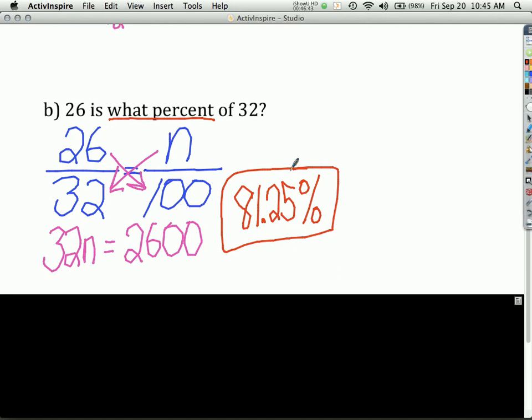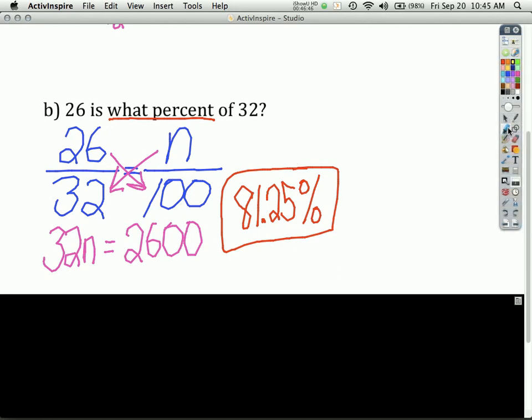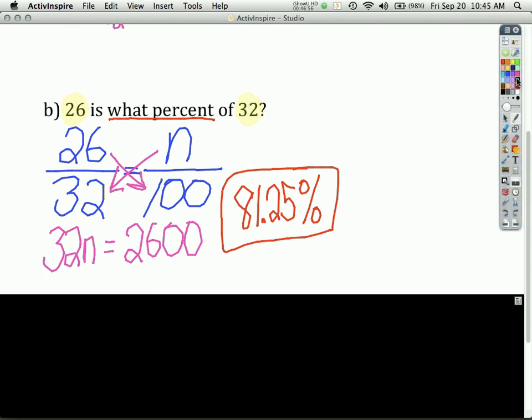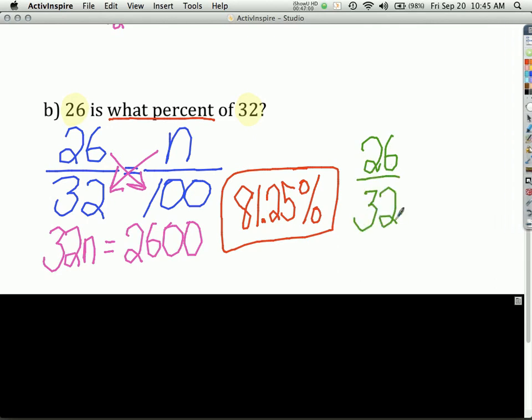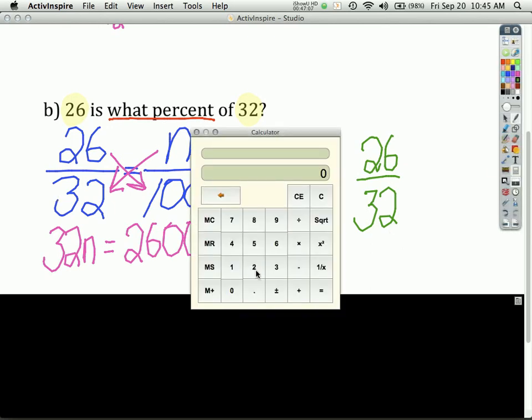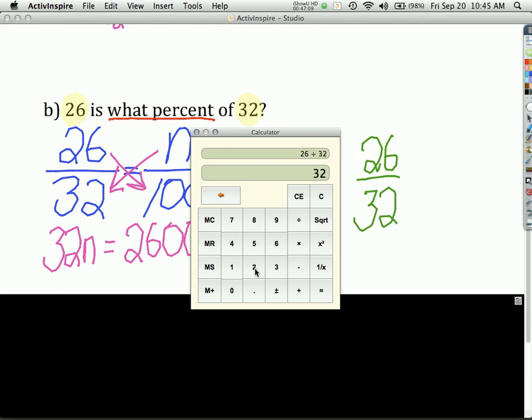The alternative strategy is to just understand that basically we're saying that's the number of correct questions, this is the total number of questions, and all we have to do is divide. So if we do 26 divided by 32, which is the same thing we have written over here, let's use our calculator and see what we get. 26 divided by 32.